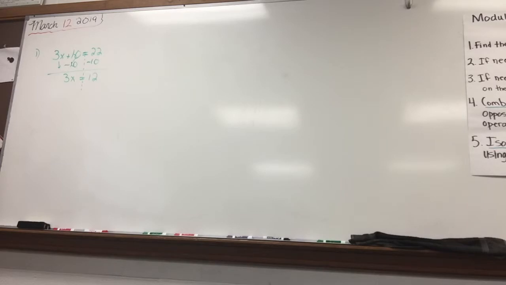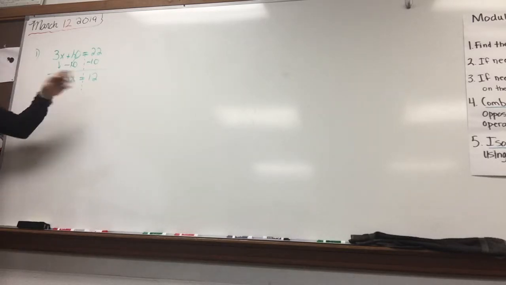We need to write this down, Izzy. So now I have 3 times x equals 12. Our last step, 95% of the time, will be to multiply or divide to isolate the variable. Not every time, but 95% of the time it will be to isolate the variable with multiplication or division. So we're going to isolate the variable by using inverse. This is 3 multiplied by x equals 12.